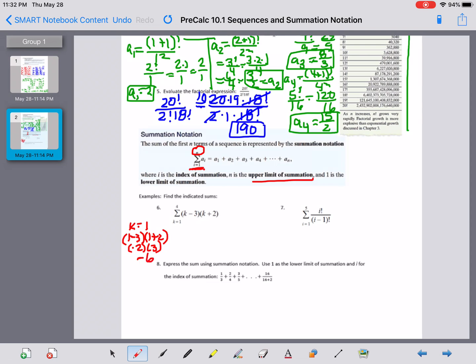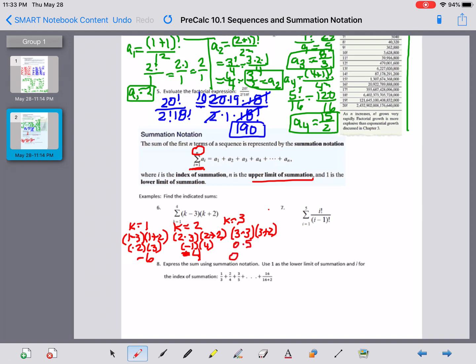All right, second one, K equals 2. That means I get 2 minus 3 and 2 plus 2. I get a negative 1 times a 4, and I get a negative 4. Make sure I write that clearly. Negative 4, wow. All right, K equals 3. So I get 3 minus 3 times 3 plus 2. That gives me a 0 times 5, which is just simply 0.